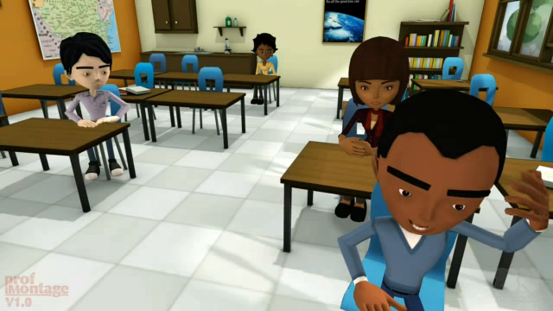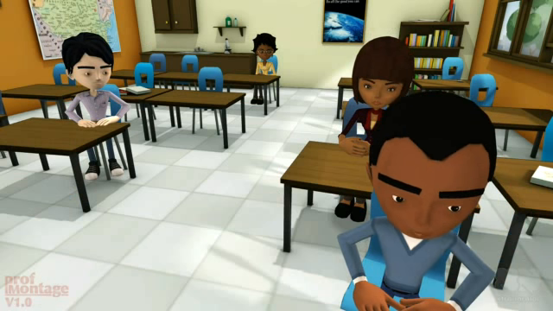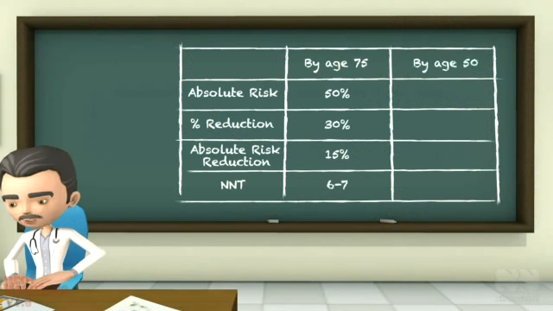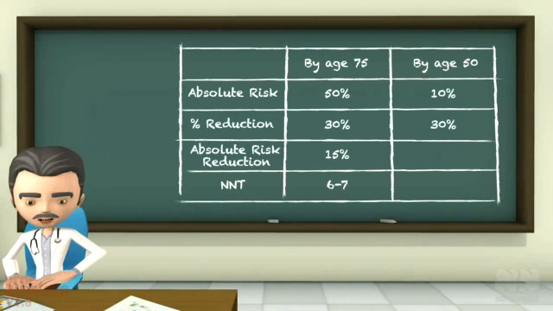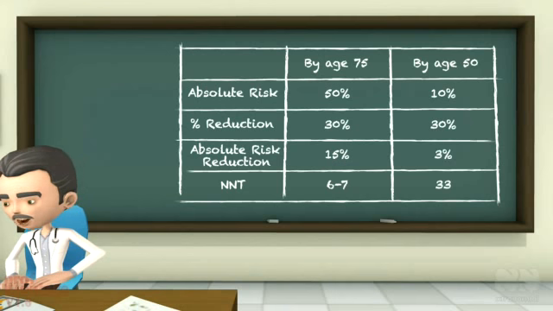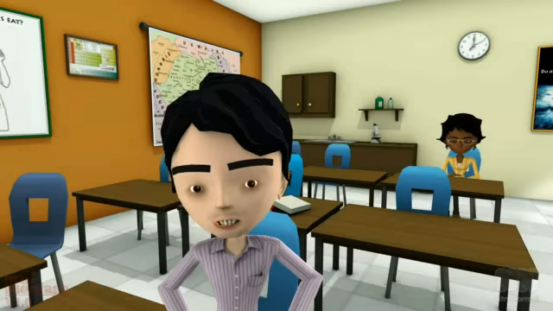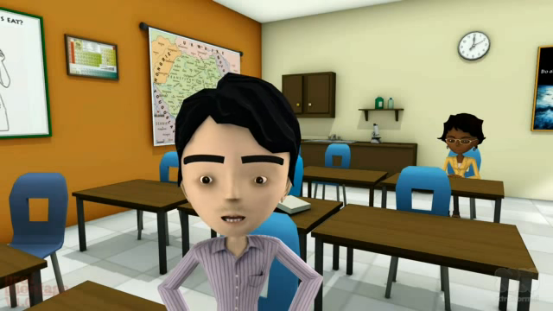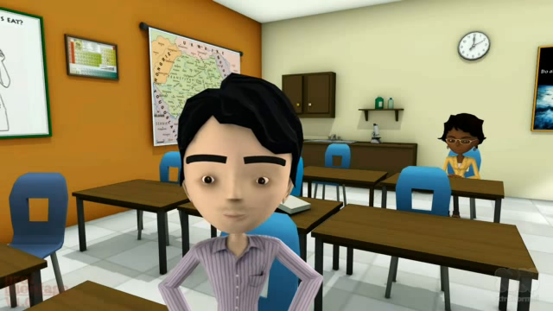What if you're young and only looking to the next 10 or 20 years? By age 50, absolute risk is only 10%. Absolute reduction is therefore only 3% and NNT is 33. So that's why treatment decisions are based on absolute risk.